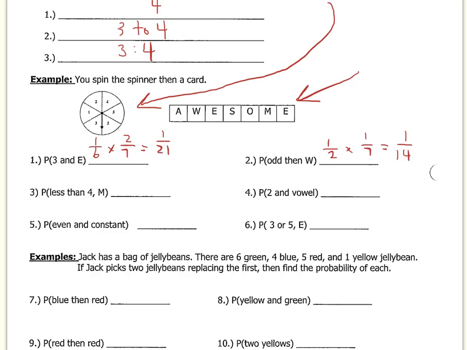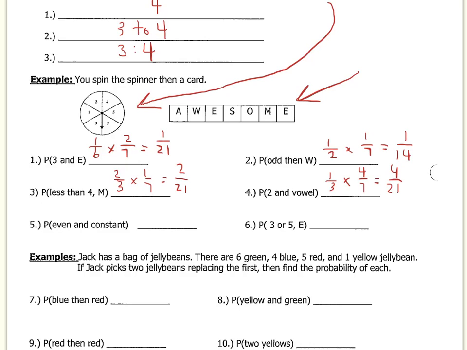Less than a 4. There's 4 of them out of 6, that's 2/3, times the letter M, which is 1/7, so we get 2 out of 21. Number 4, the number 2, there's 2 of them out of 6, so that's 1/3. A vowel, we have an A, an E, an O, and another E. That's 4 out of 7, which is 4 out of 21 total.